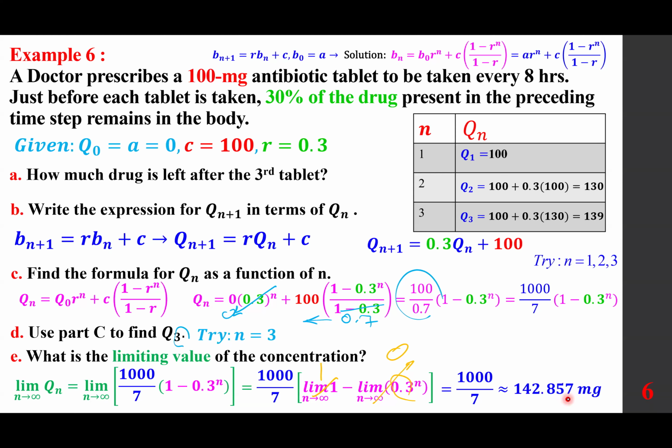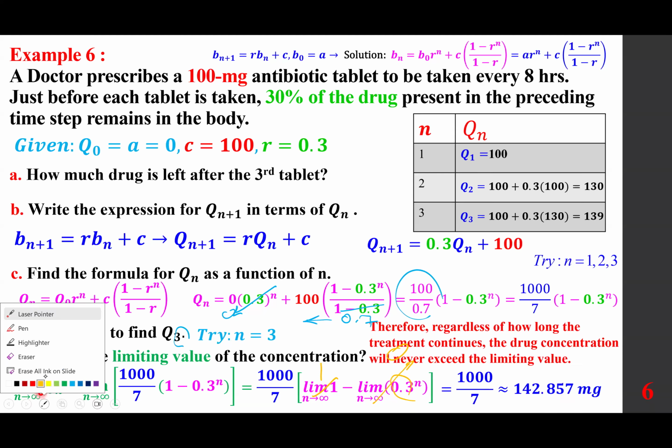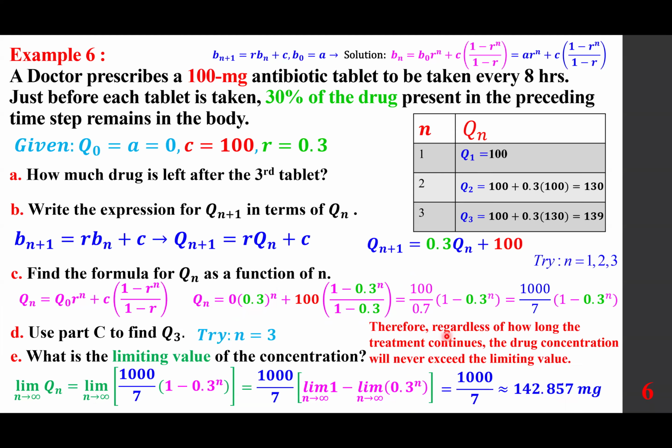Please don't use decimals unless you're asked. And if you're asked, make sure you pay attention as to how many. What does it mean? Therefore, regardless of how long the treatment continues, see, every 8 hours we are giving the same amount and we keep on indefinitely. Regardless of how long the treatment continues, the drug concentration will never exceed the limiting value, which is 1000/7 milligrams of antibiotic precisely.